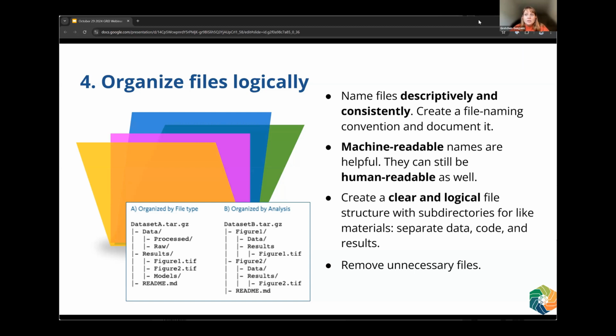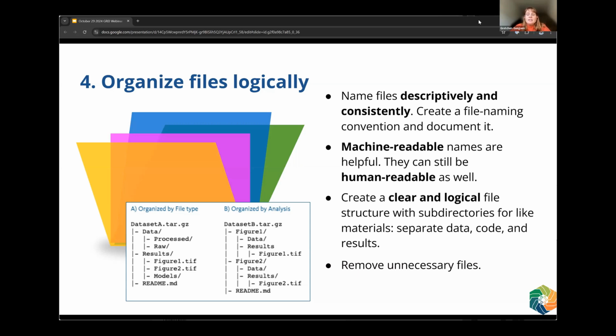You think you'll understand down the line, but you probably won't, or you'll have someone else coming in from the outside wanting to reuse this data who won't understand how you've named files. So documenting the decision of how those files were named can be very helpful later on. And the README, which we'll talk about in a second, is a place to do that.